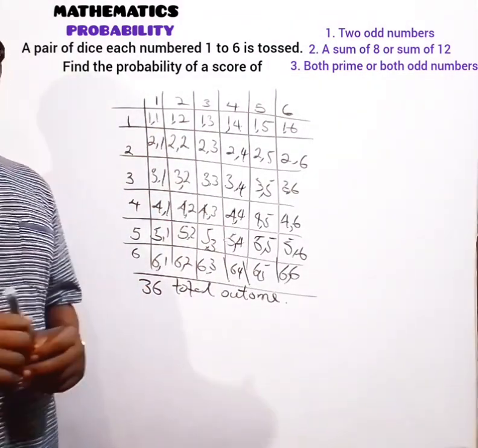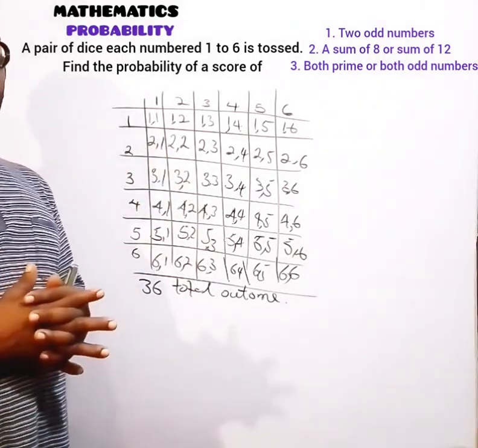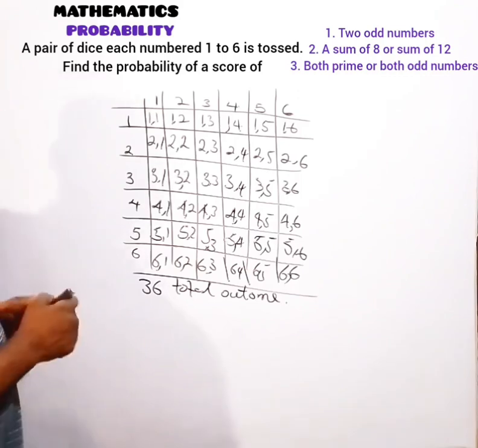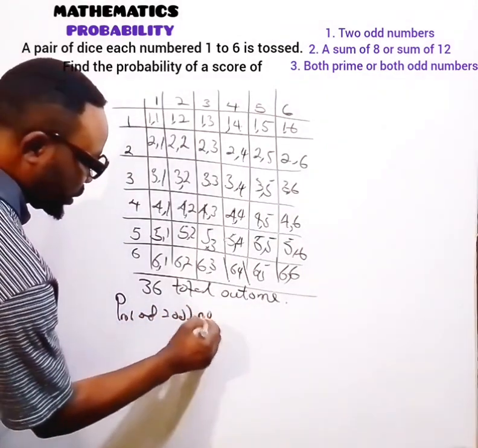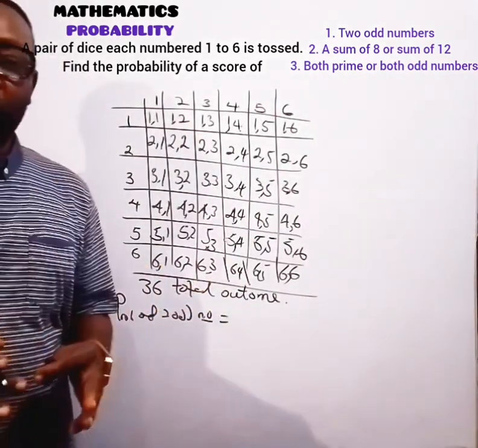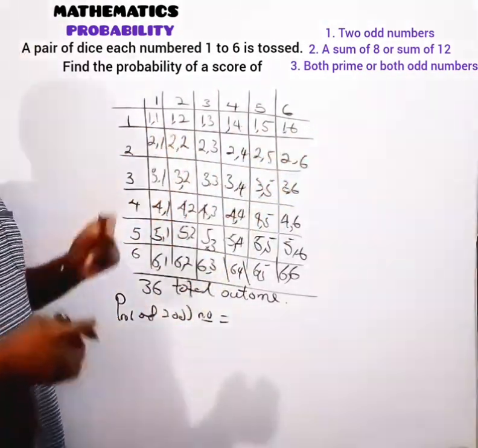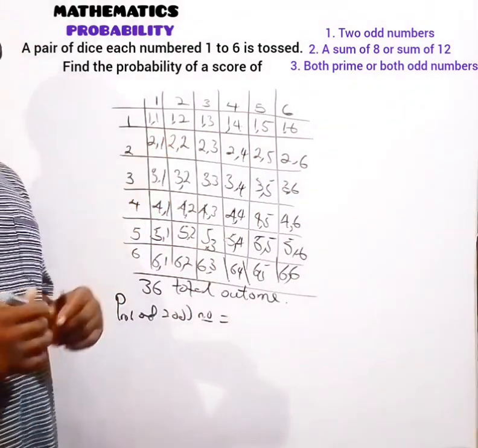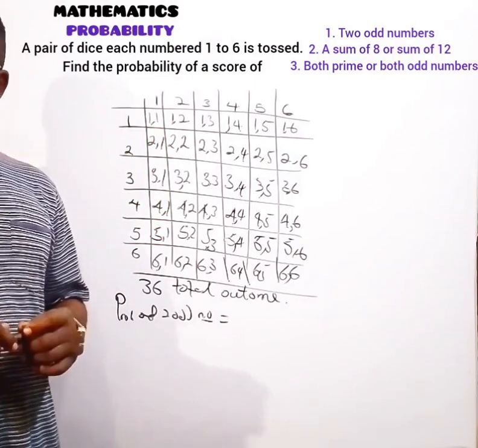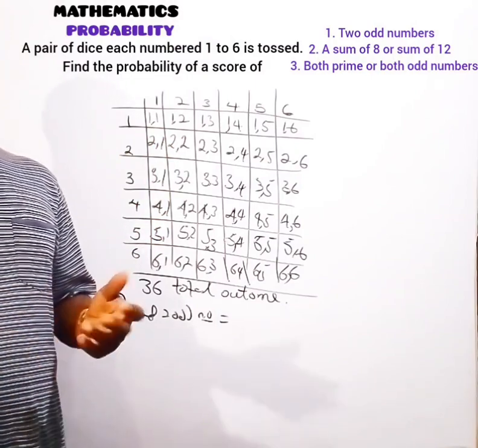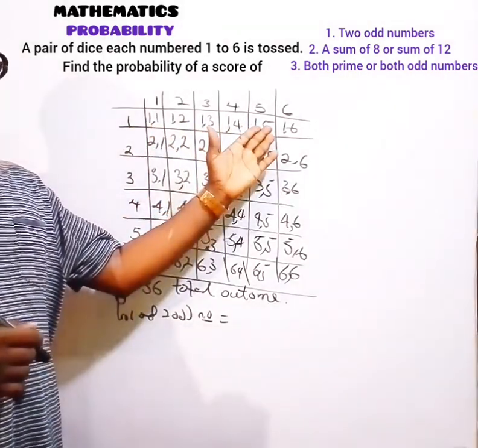The first question says, what is the probability that the two numbers that will be obtained are odd numbers? Probability of two odd numbers will be equal to... Now, we need to look at those numbers that are odd. We are going to fish them out. If you look at it very well, 1 is an odd number. What is an odd number? Odd numbers are numbers that are not multiples of 2, that are not divisible by 2. Now you talk about 1, 3, 5, as we have it here.